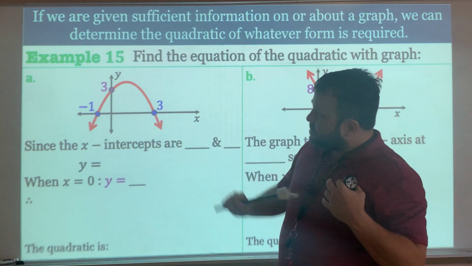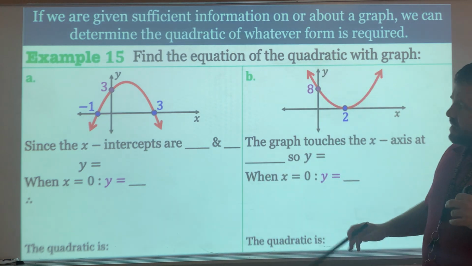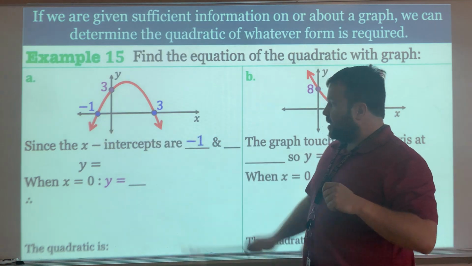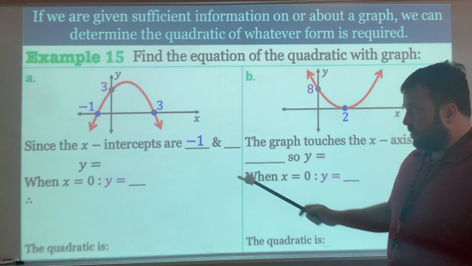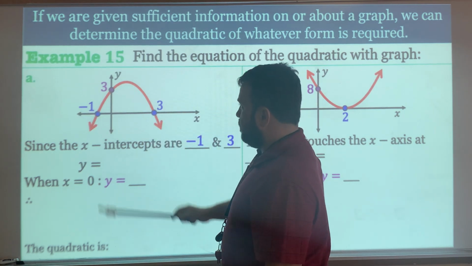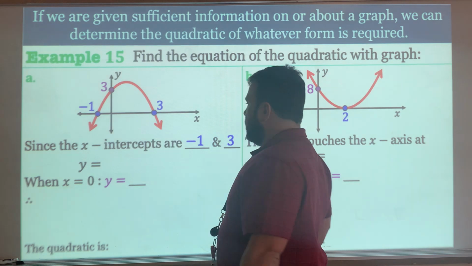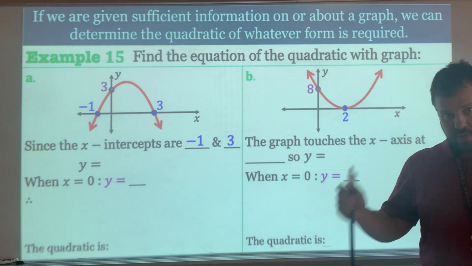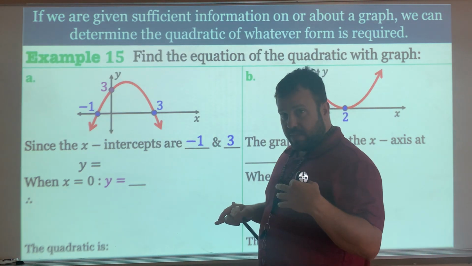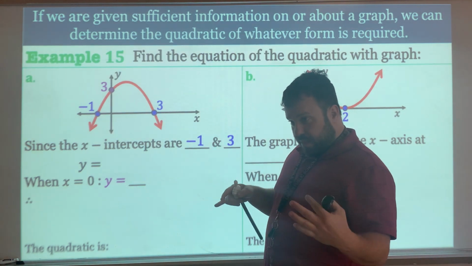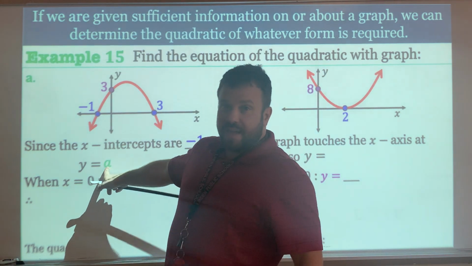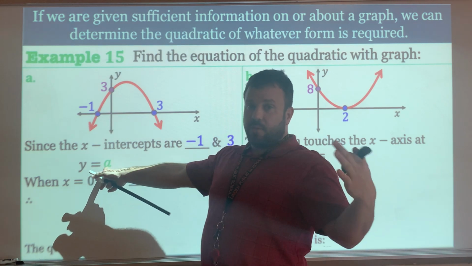So let's start with example 15. Very simple. What are the two x-intercepts? Good, -1 and 3. That's where the graph crosses the x-axis. We can use these x-intercepts to create our equation. In case you forgot, the x-intercepts are used in the parentheses, remember? So we have a, and we don't know what a is. A can be any constant, positive, negative, or a fraction.